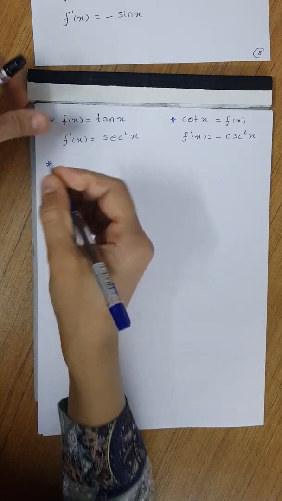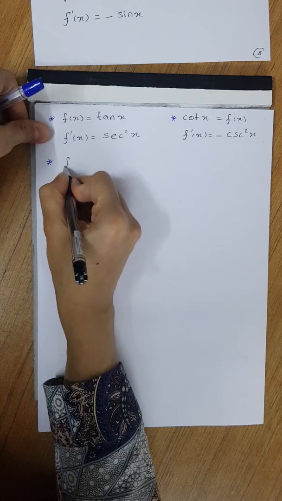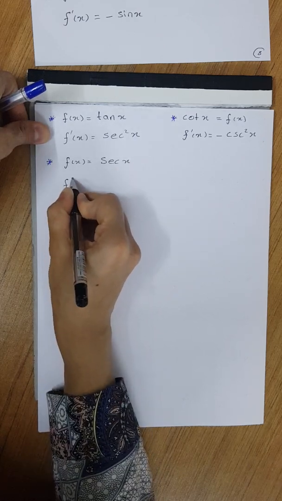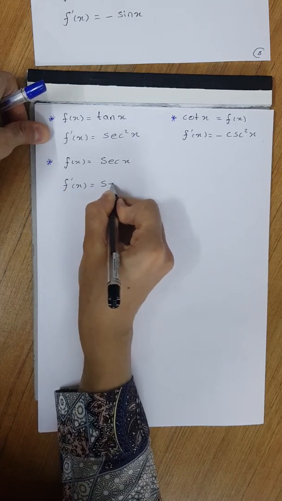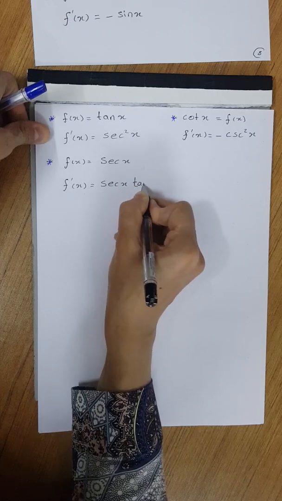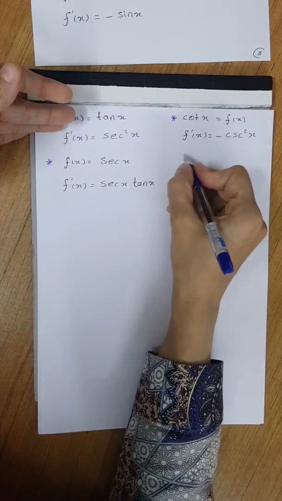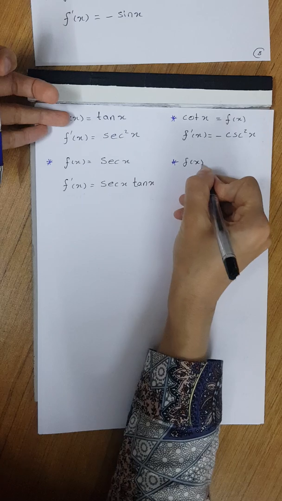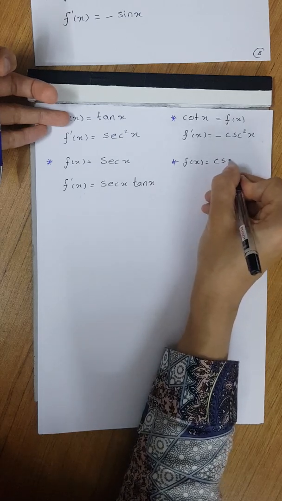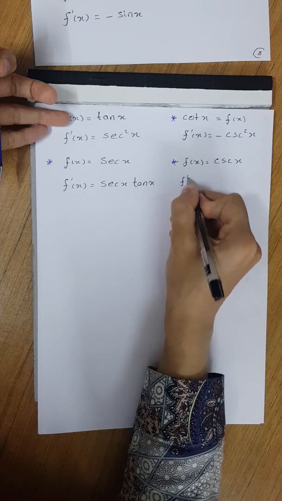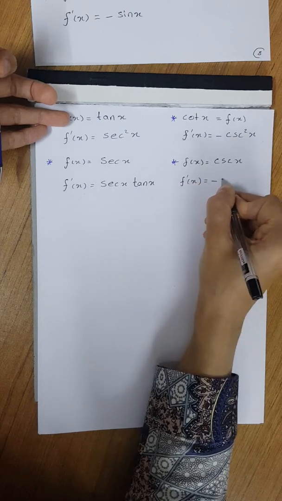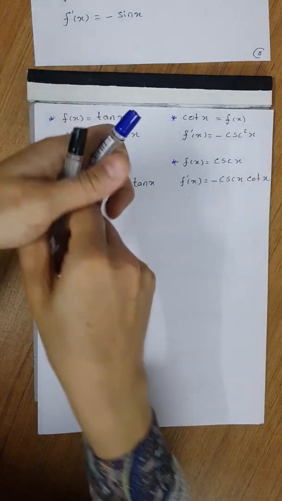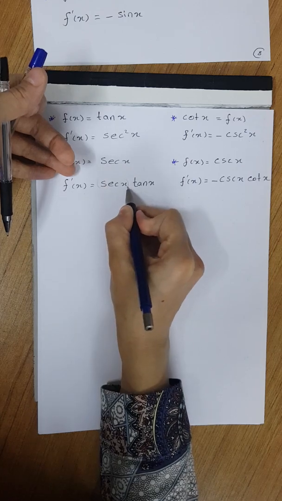I have got two other trigonometric functions. If I have got f of x equal to secant of x, the derivative of the secant function is equal to secant x tan x multiplied together. And I have got the last trigonometric function. If I have got f of x equal to cosecant of x, f prime is equal to minus cosecant of x cotan of x. Okay, these ones are multiplied together.